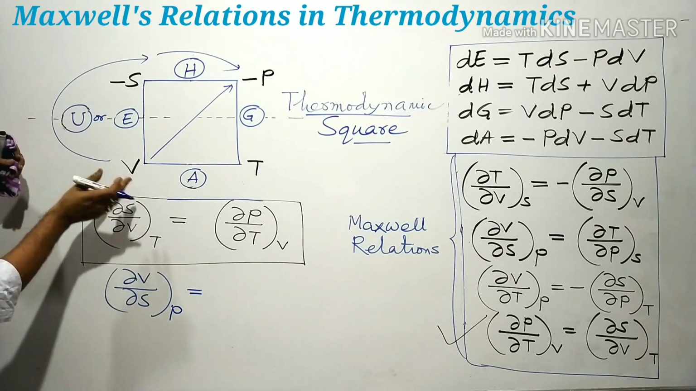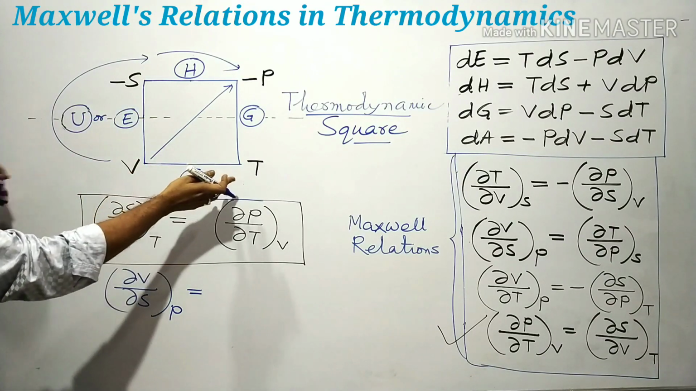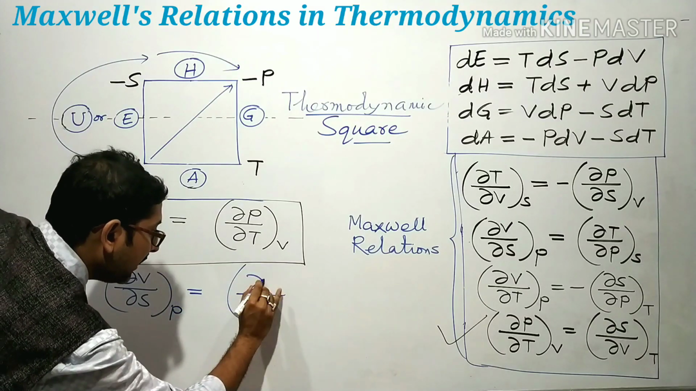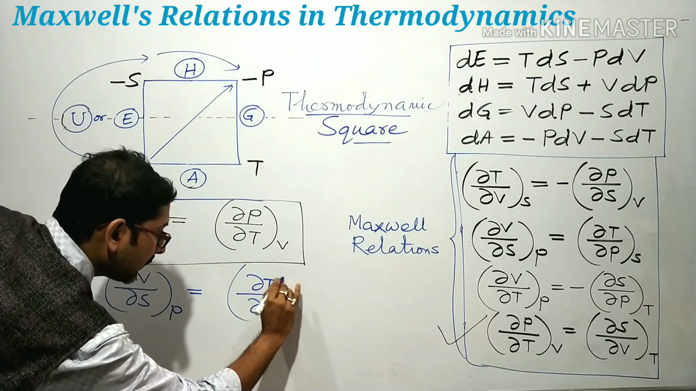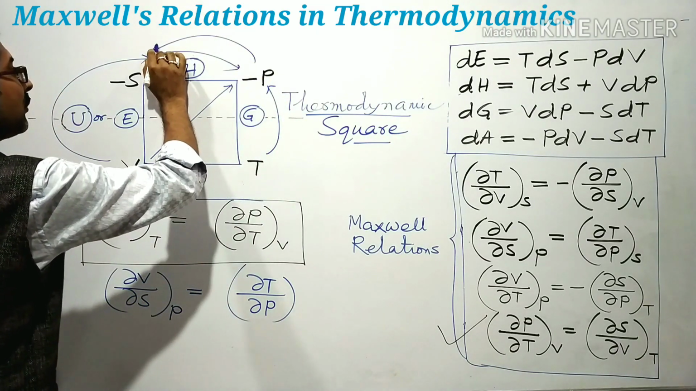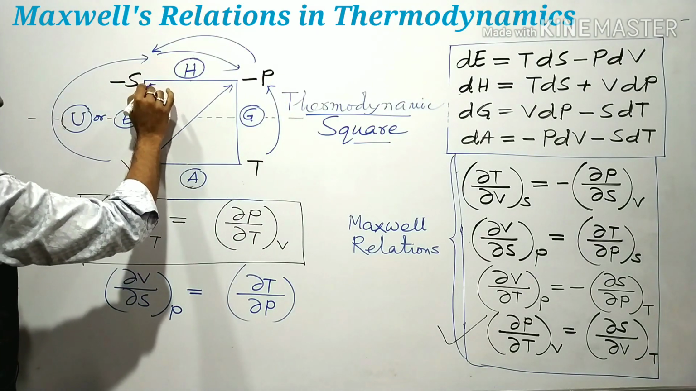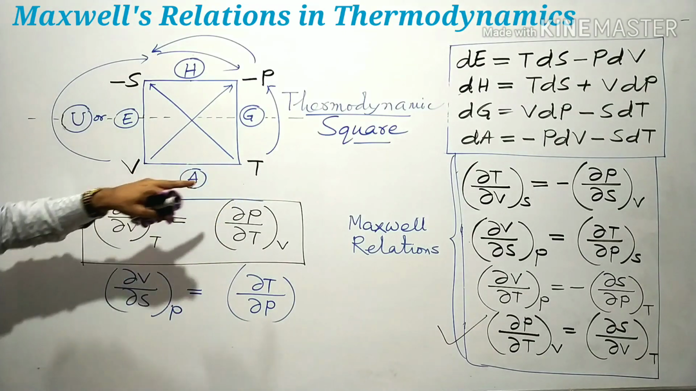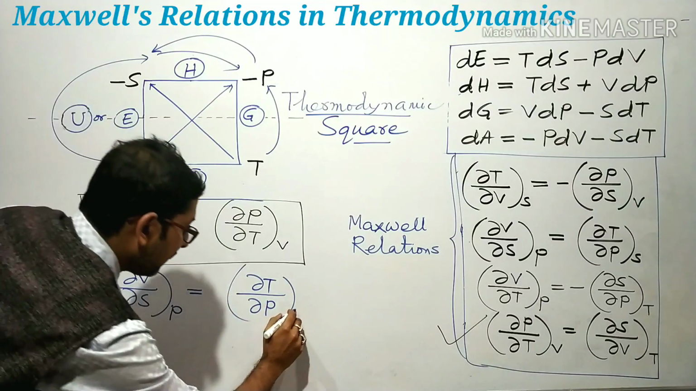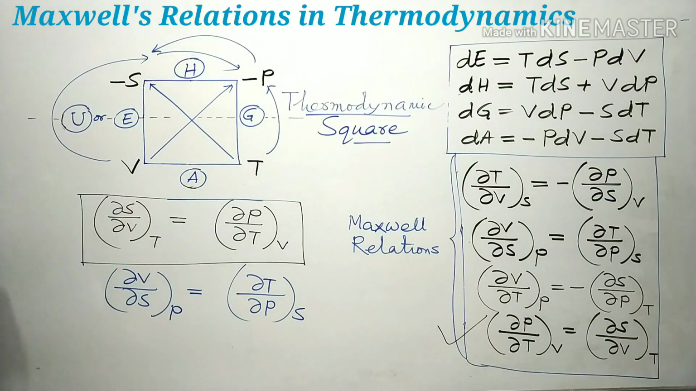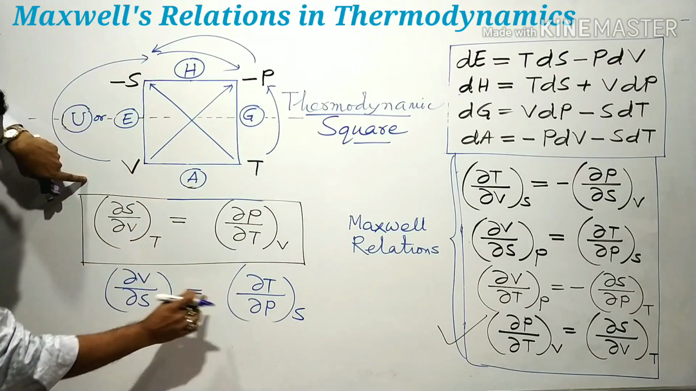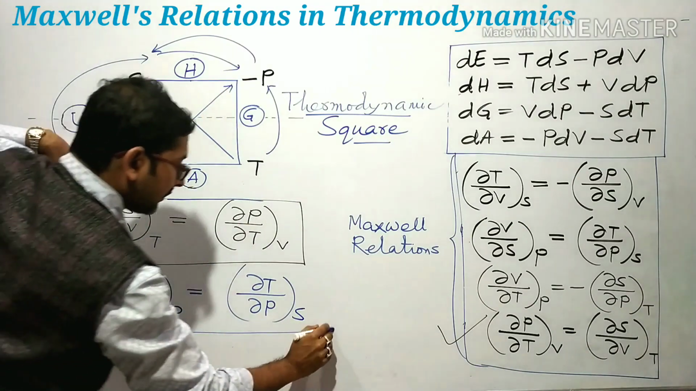We divide del V by del S, then we divide del T by del P. We can write del T del P, T P, and next anticlockwise, the constant term will be S, which is present diagonally with respect to the first term. Del T del P at constant S. And again look at here. Del V del S, this is a negative term, and del T del P, this is a negative term. So this term will be positive.